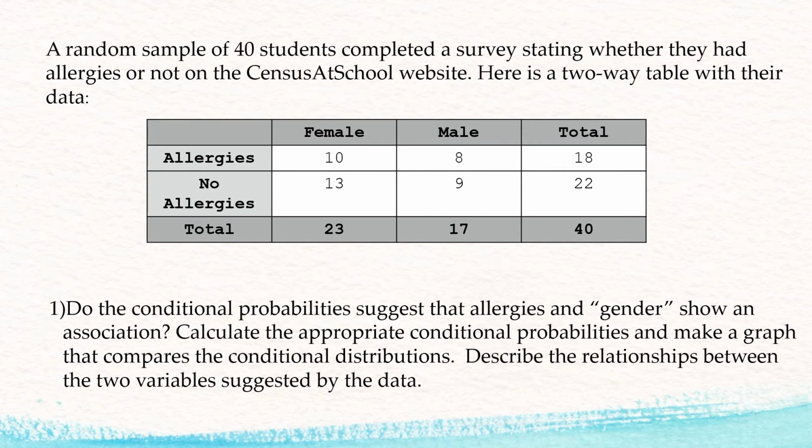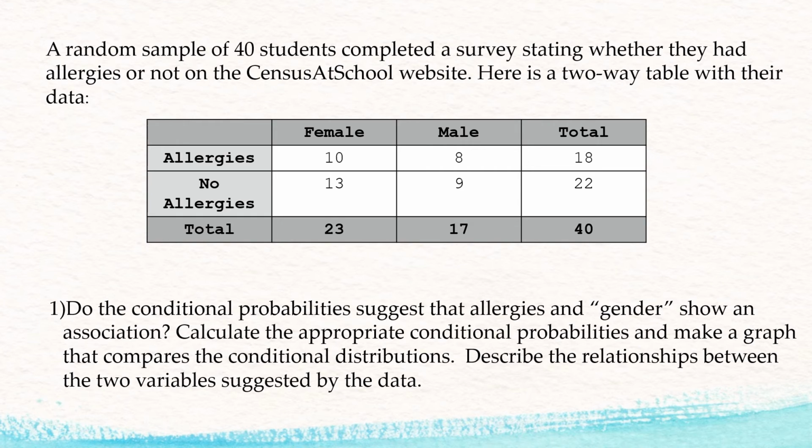Let's try an example. A random sample of 40 students completed a survey stating whether or not they had allergies on the Census at School website. Here's a two-way table with their data. So again, they were asked 2 questions. I haven't had you go on the Census at School website, but essentially anyone can enter and they ask you a series of questions. So we're talking about one population, several questions.